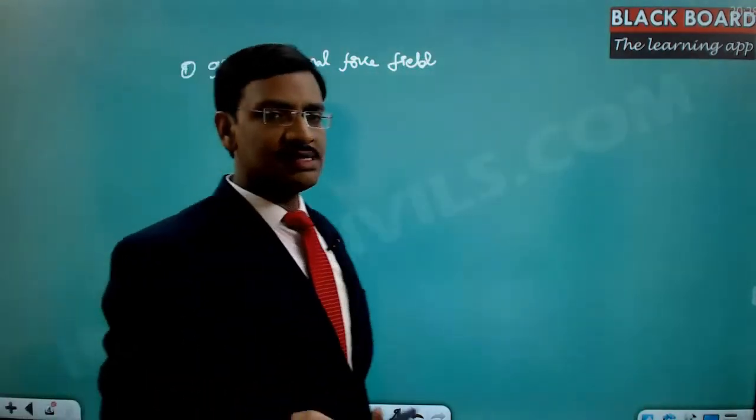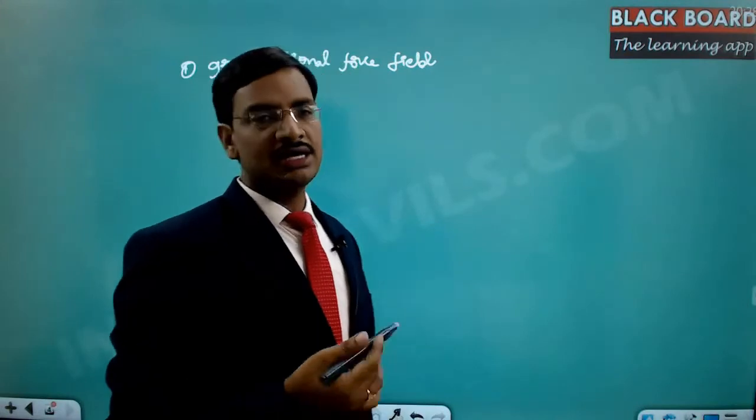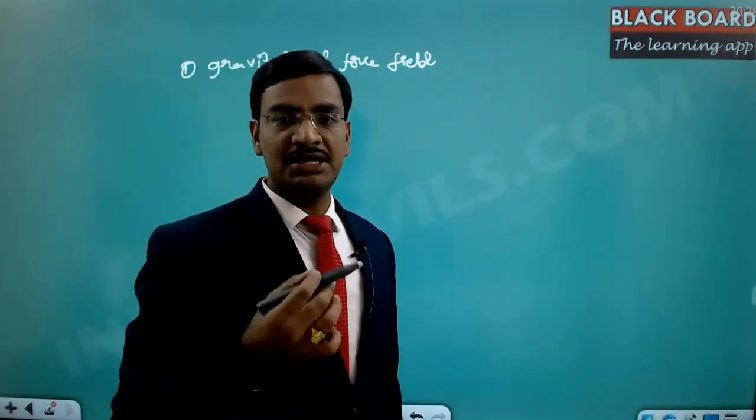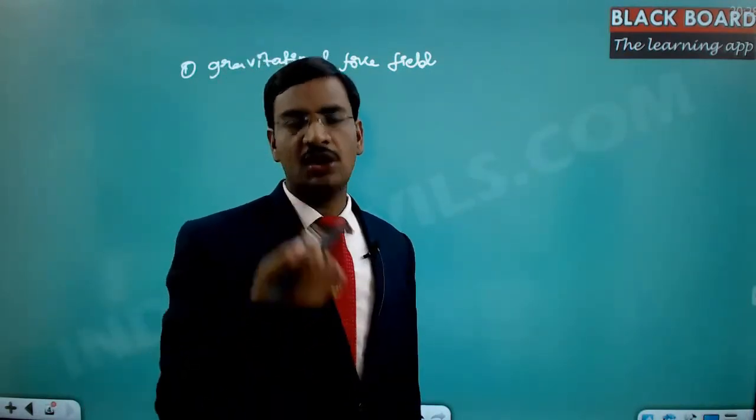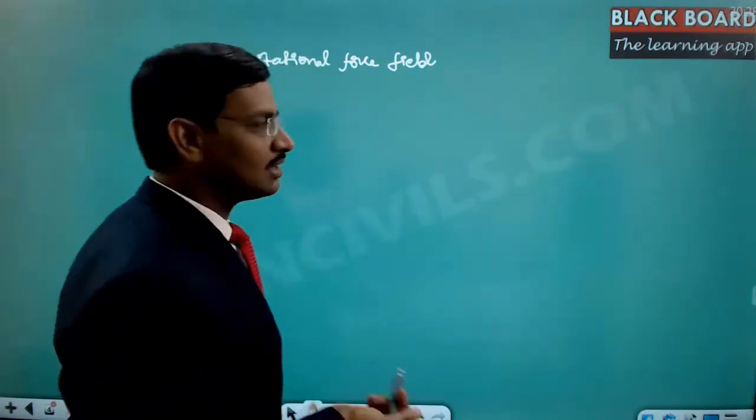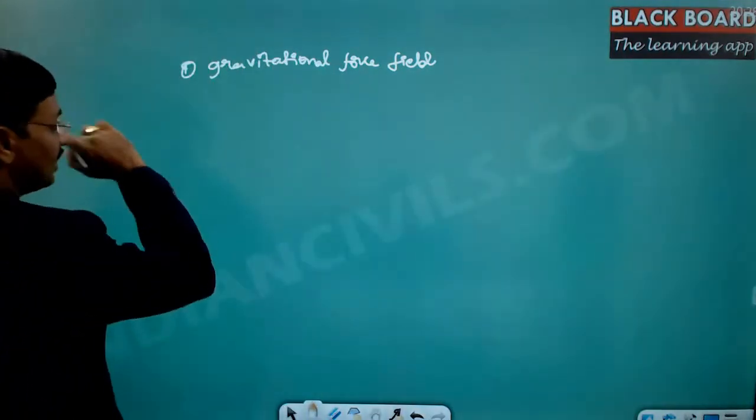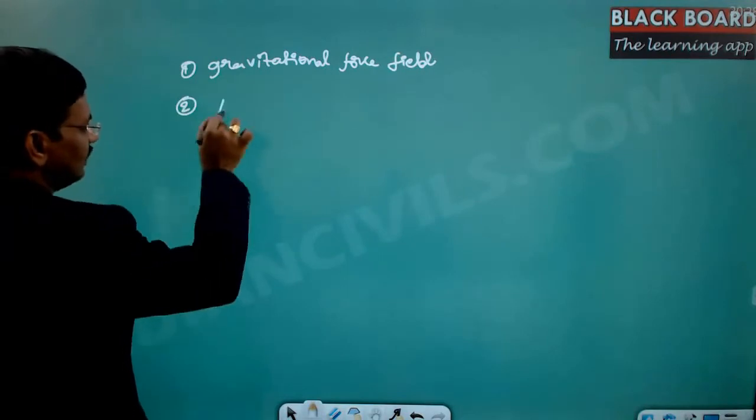Wherever we are present, there is a force there. It doesn't matter where you are located on the earth, there is still a field of force that is always acting downwards towards the earth. So that is called the force field, or the gravitational force field. And the second one is the electric field.